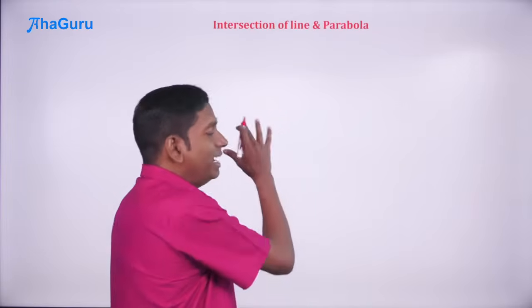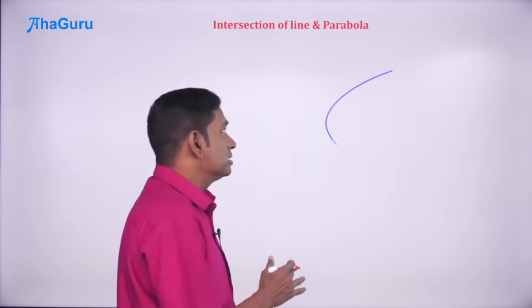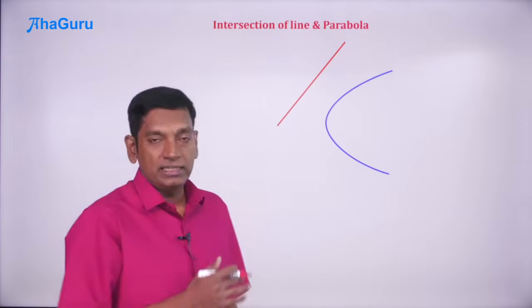In this lesson, we are going to learn about chords and tangents to a parabola. To start with, we will learn about tangents, and for that we will look at the intersection of a line and parabola. Okay? So, let us see what that means. Suppose we have a parabola and we have a line like this.